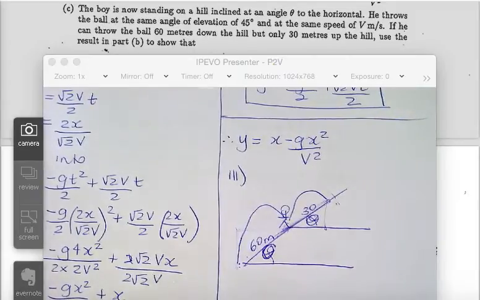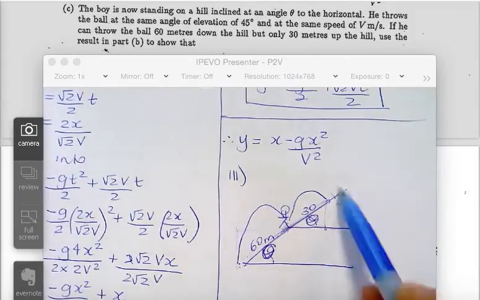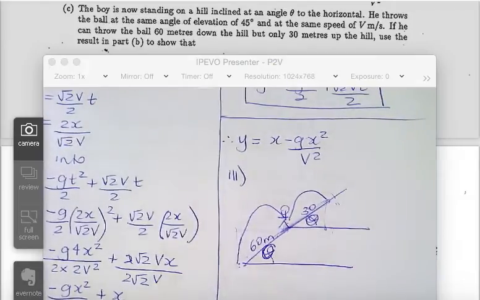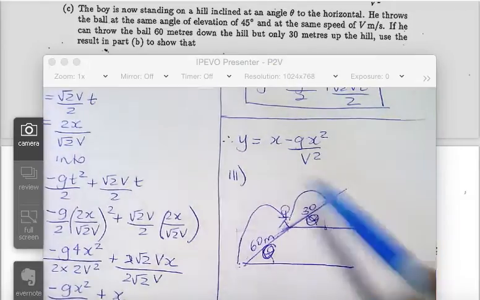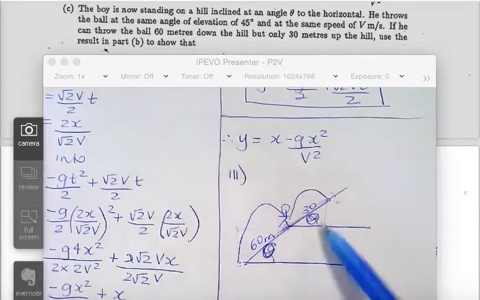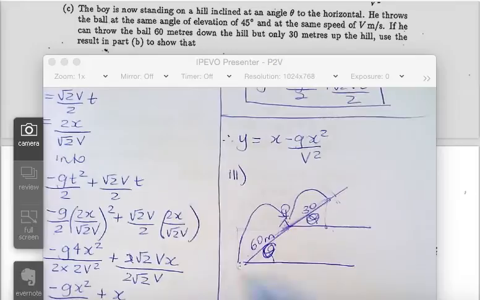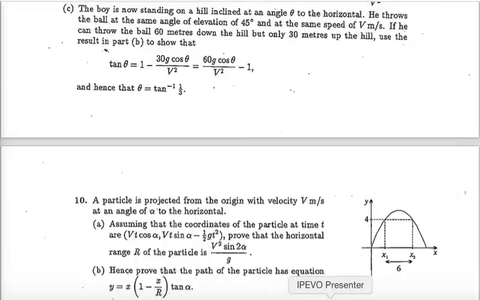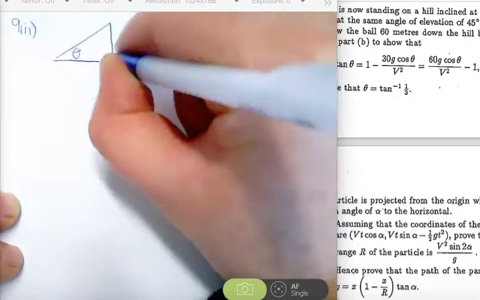If you're sitting there saying, how do we know it's not 30 horizontally? They'll tell you if it's 30 meters horizontally. If they're saying 30 meters up the hill, that's 30 meters there. It's not upwards. 30 meters up the hill, 30 meters down the hill. Okay. I'll just pause. Theta equals this expression here. Okay? Up the hill 30.